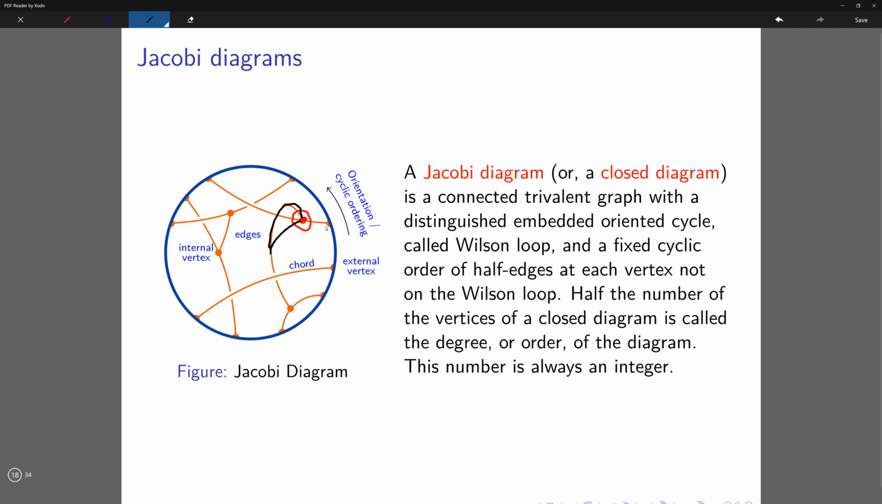After this, for all the Jacobi diagrams, we assume that each internal vertex has a counterclockwise orientation, and we can see that the chord diagram is actually a special Jacobi diagram with all the vertices lying on the circle. Also, the degree of a Jacobi diagram is just half of the total number of vertices.